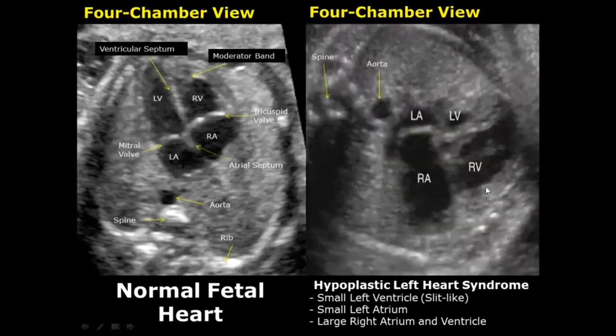Here is another image of hypoplastic left heart syndrome with a small left atrium and ventricle and a large right atrium and large right ventricle.